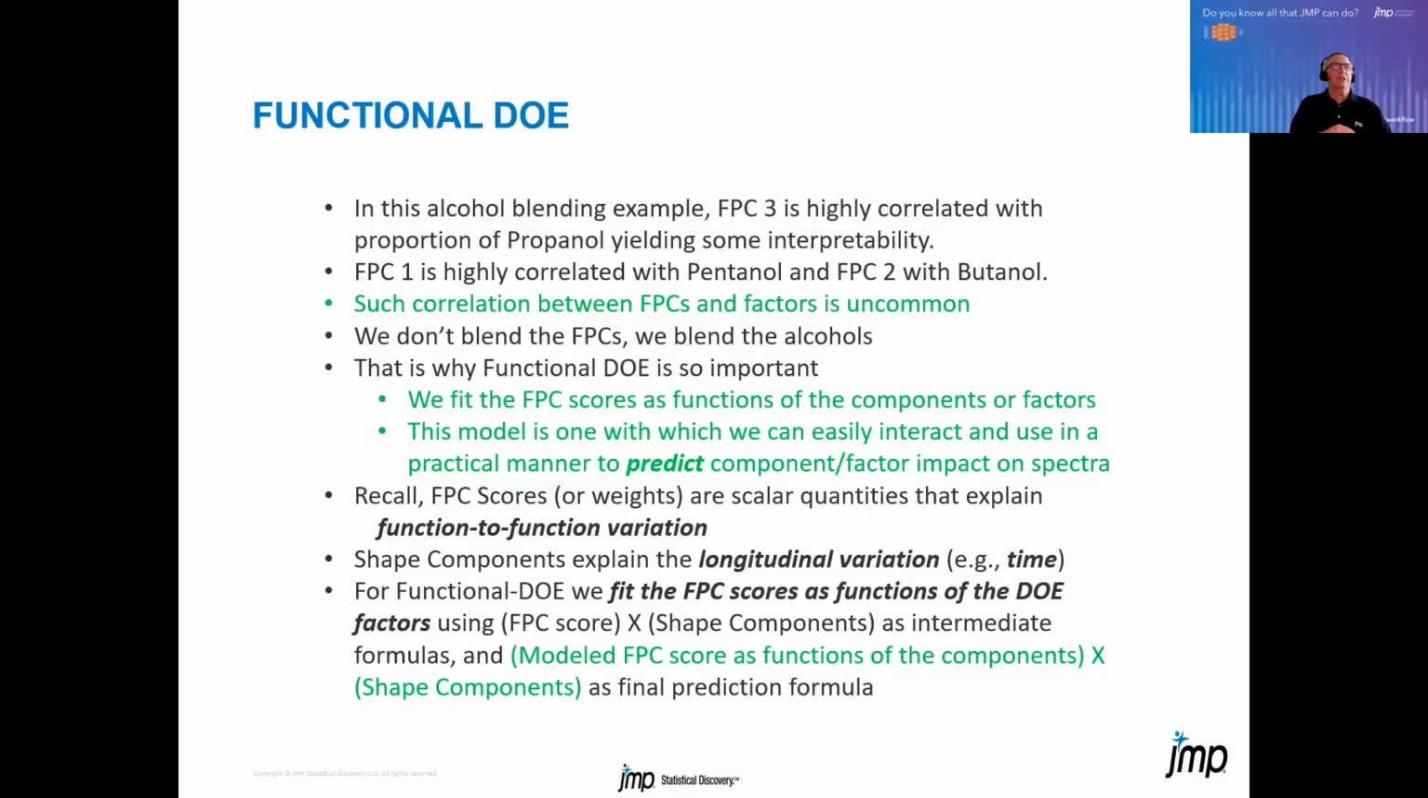We're going to fit these scores as functions of the components or factors, and then this model is one we can easily interact with and use in a practical manner to ultimately predict component or factor impact on spectra. So if you'll recall, we mentioned before that the FPC scores are weights or scalar quantities that explain function-to-function variation, and the shape components explain the longitudinal variation, differences in time and things like that, wavelength. For functional DOE, we fit the FPC scores as functions of the DOE, and then we go through that same math as we talked about before.